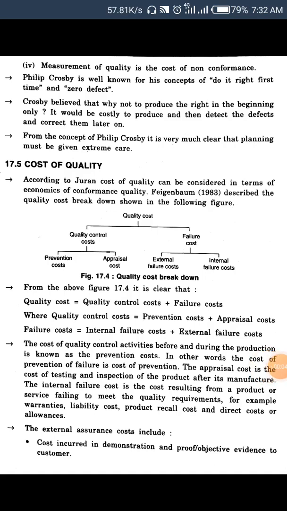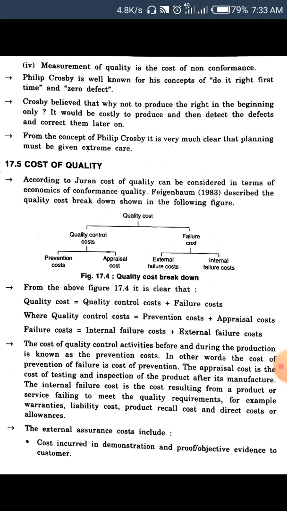Hello students, today we start a new topic, cost of quality, in chapter number 10, construction quality management. So cost of quality according to Juran can be considered in terms of economics of conformance quality, and Feigenbaum described the quality cost in the form of the breakdown.